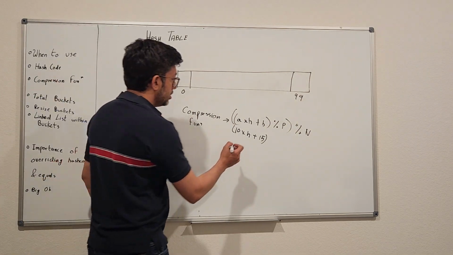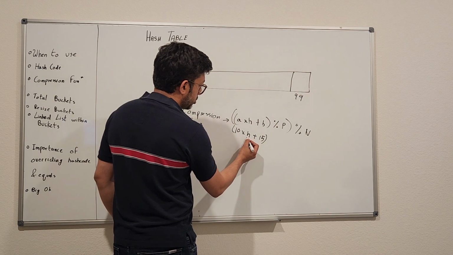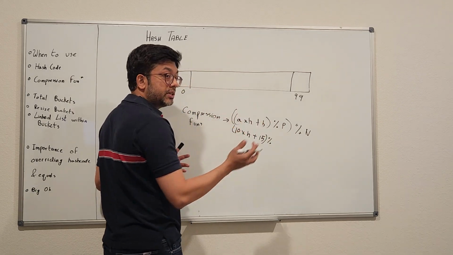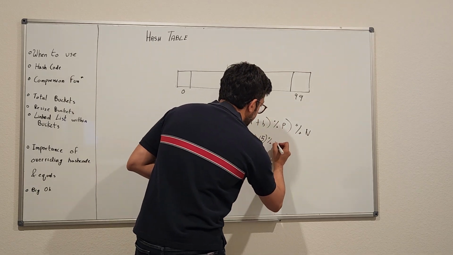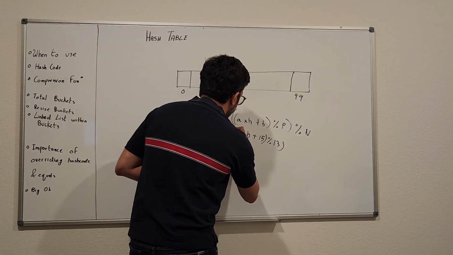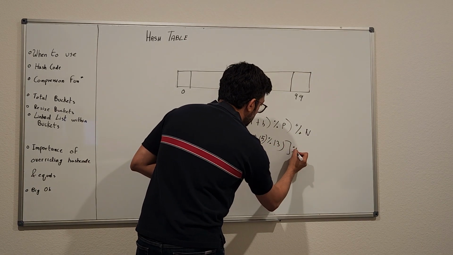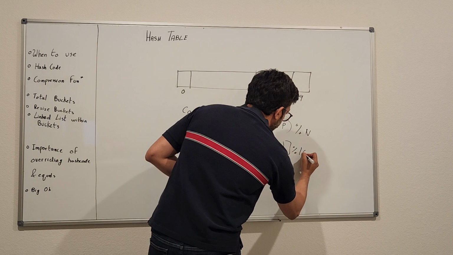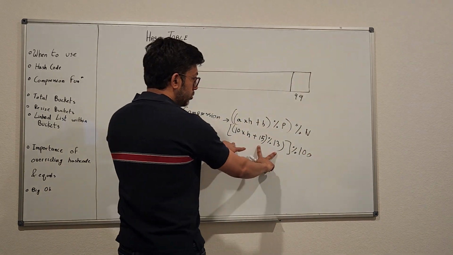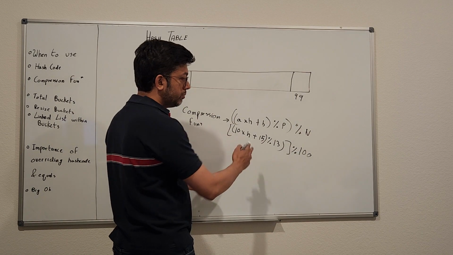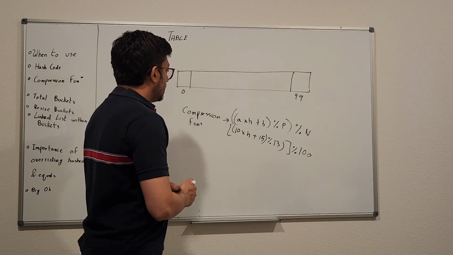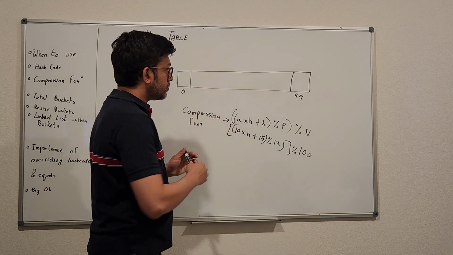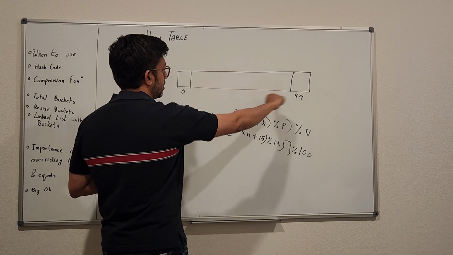So A times hash code plus B, mod P, where P is just some arbitrarily large prime number. For the sake of this example, we'll say 13. And this whole thing mod the total number of buckets. So here we have total number of buckets as 100, so mod 100. Since I'm doing mod 100, no matter what this comes to, the value will be between 0 and 99. So that's how we convert from the hash code to the bucket number. These are all buckets.